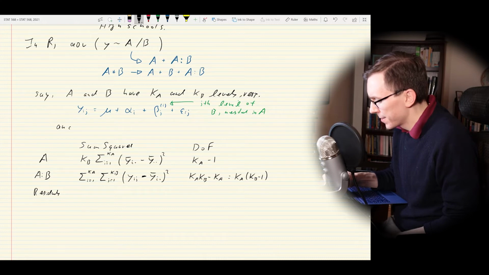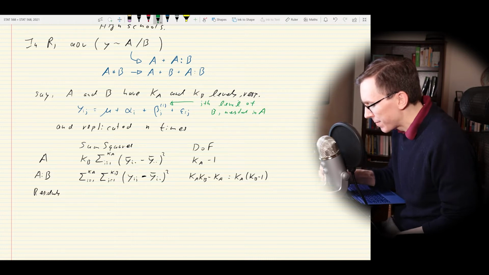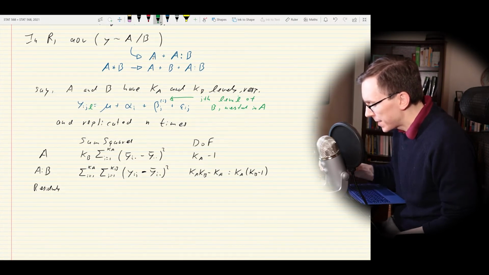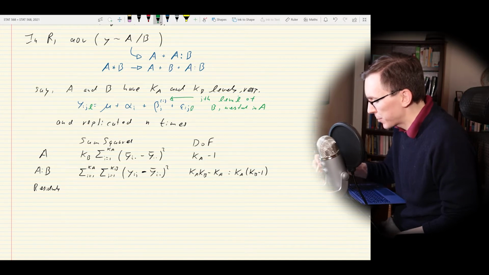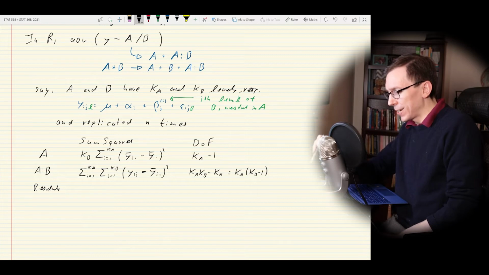So I'm going to say replicated n times, which means, in green, just to emphasize the change, I'm going to have to include a subscript L there and a subscript L on the epsilons. So yeah, we need some replications or else we're not going to be able to test everything.